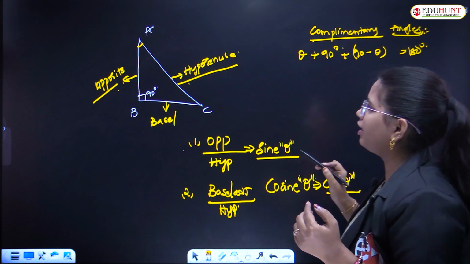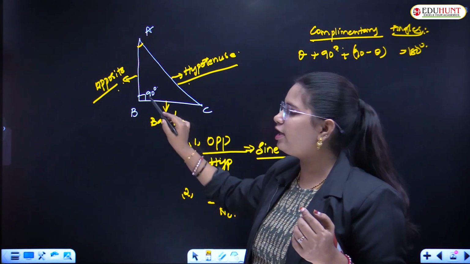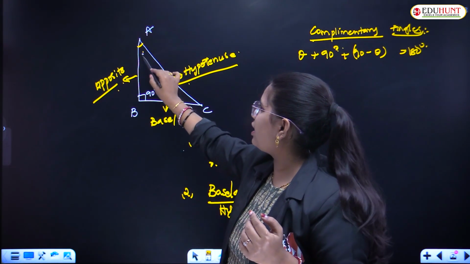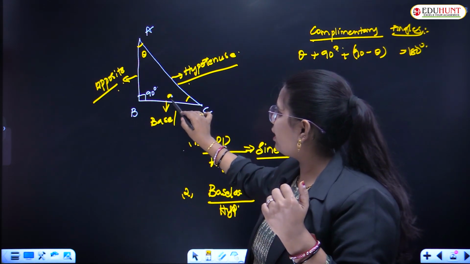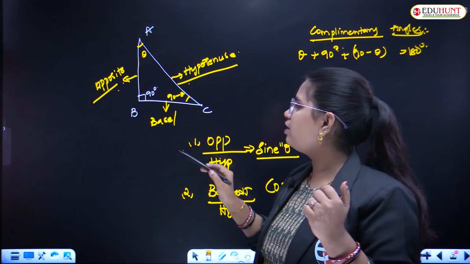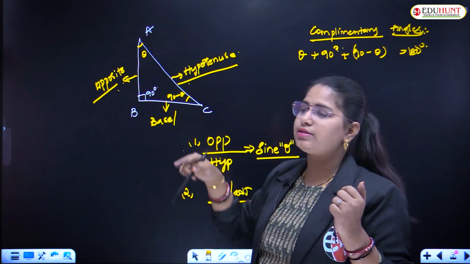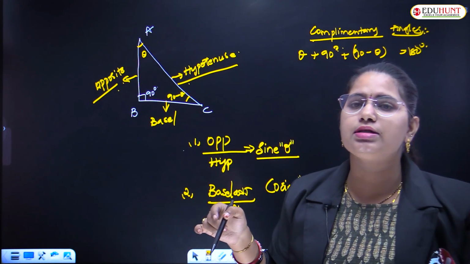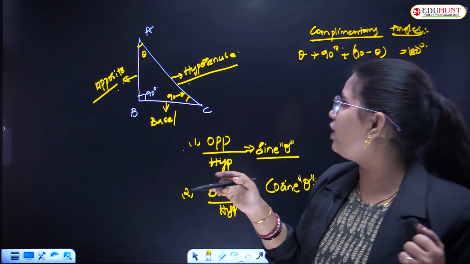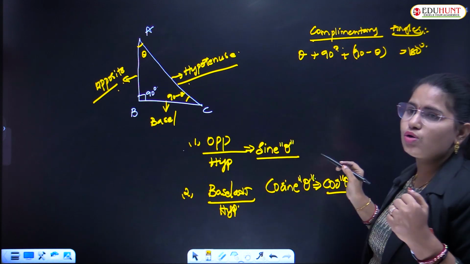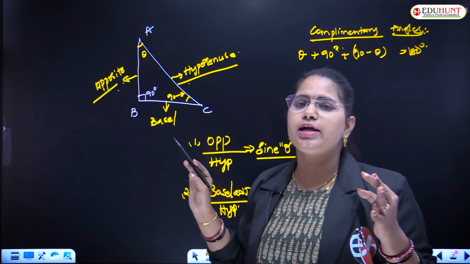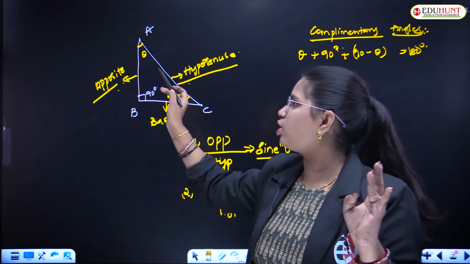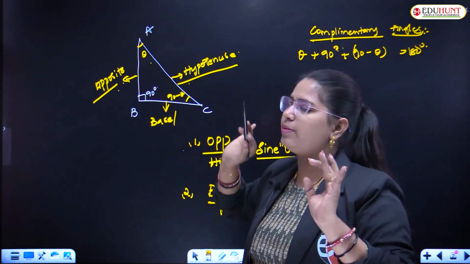If you want to take three angles, see here I am taking one angle as 90. If this angle is theta, then what must be this angle? 90 minus theta. Correct? Because the sum of all angles in a triangle is equal to 180 degrees. So what must be the three angles? One angle is 90, another angle is theta, and another angle is 90 minus theta.